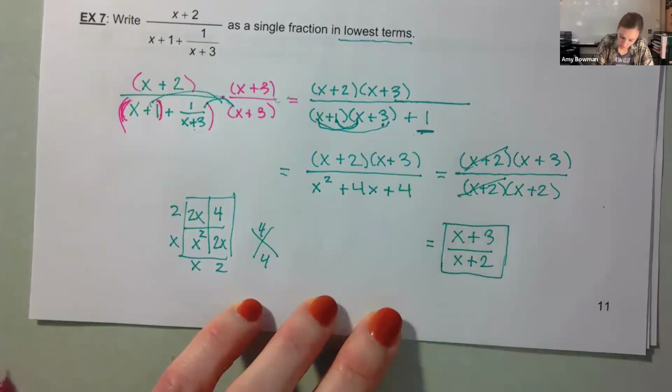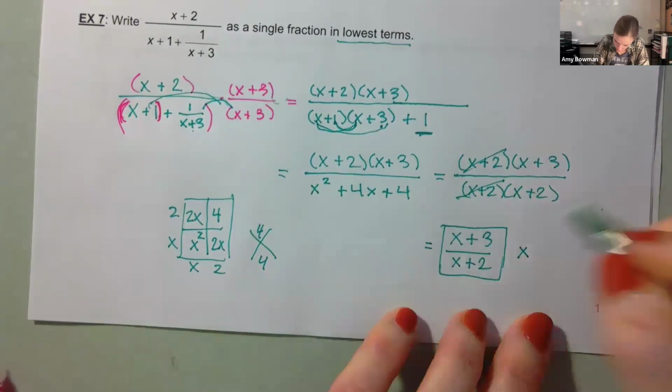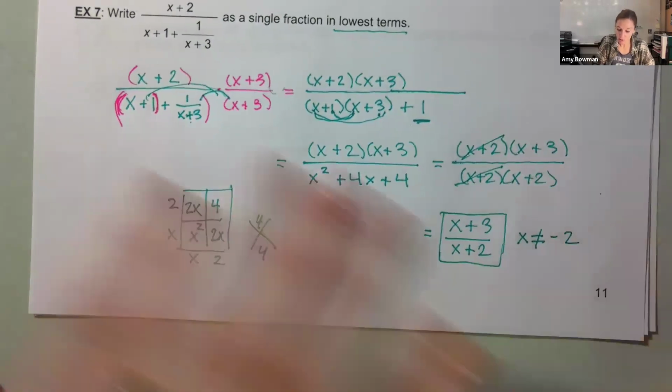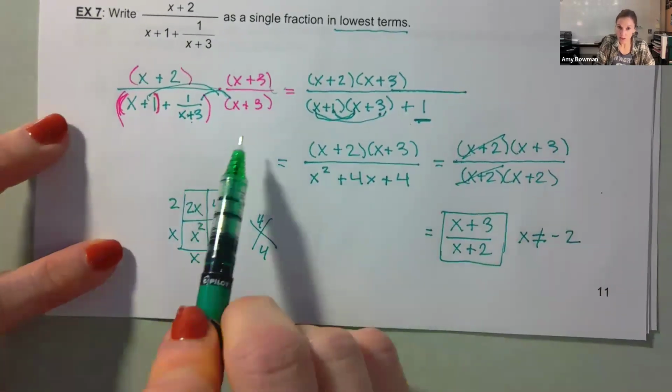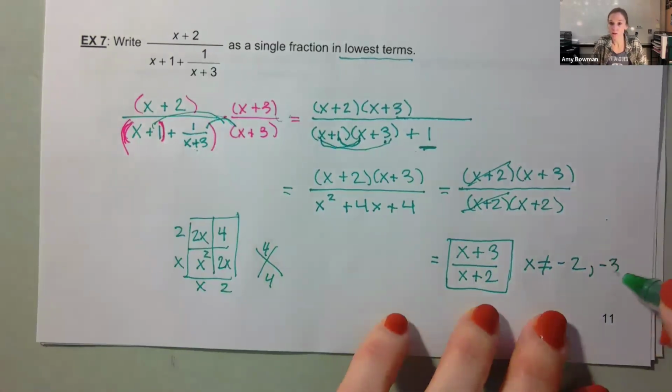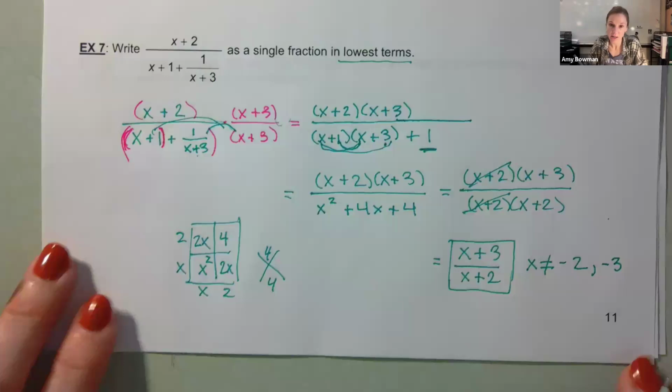This one didn't ask for restrictions, but we should still include them. So we know x can't be -2. And then looking back along the way, we did have x plus 3 in the denominator. So x also cannot be -3.